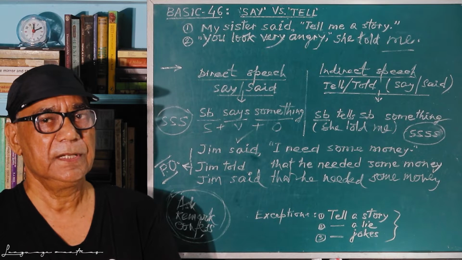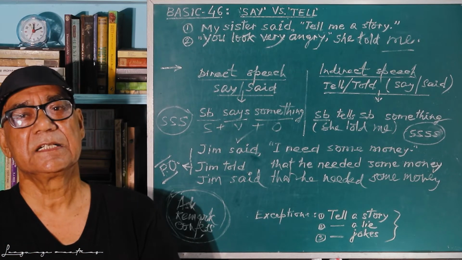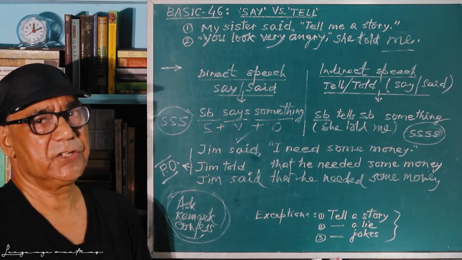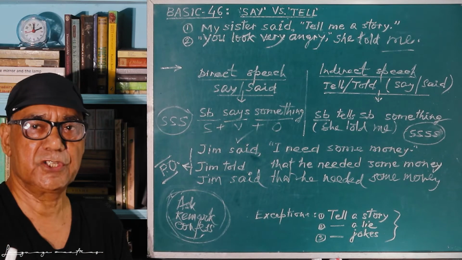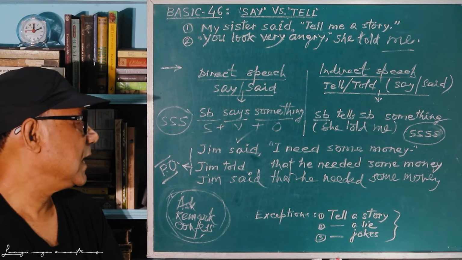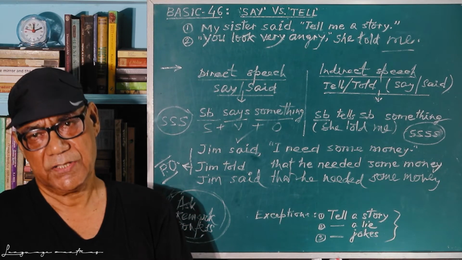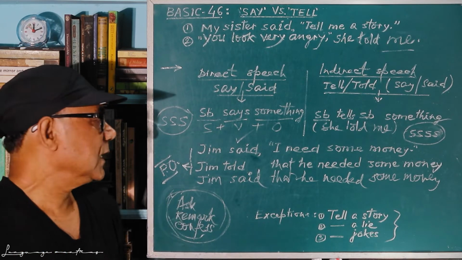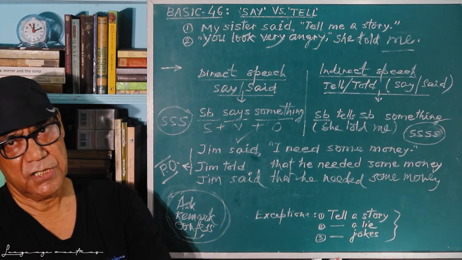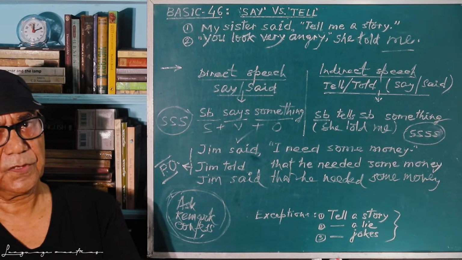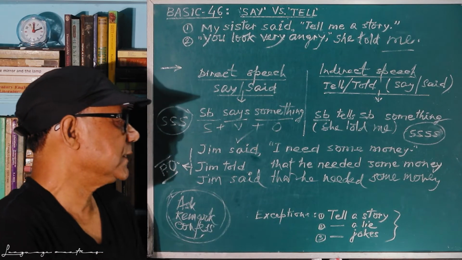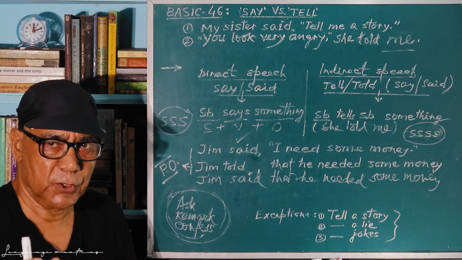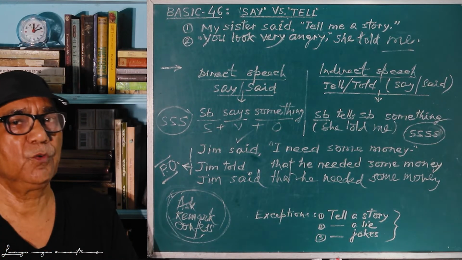Let's see an example and try to further clarify the situation. Jim said, I need some money. Tell me whether this sentence is a correct sentence or not. It seems it's a very perfect sentence. There is no problem. Now, if you try to convert it into indirect speech, can I say, Jim told that he needed some money? Is it possible? Certainly not.